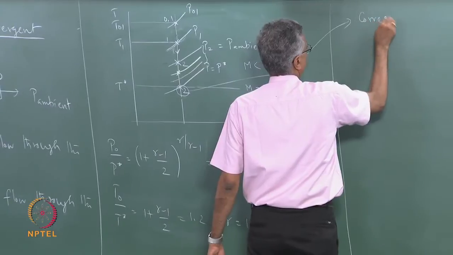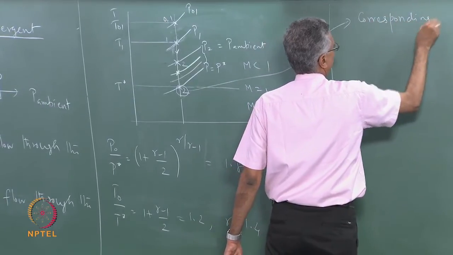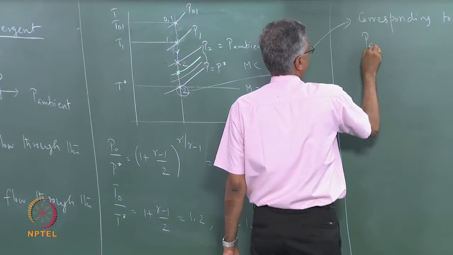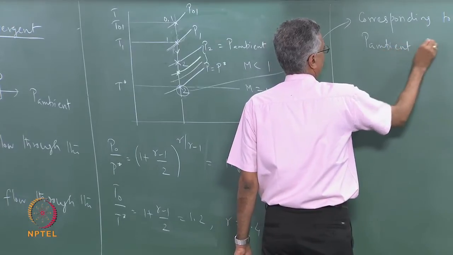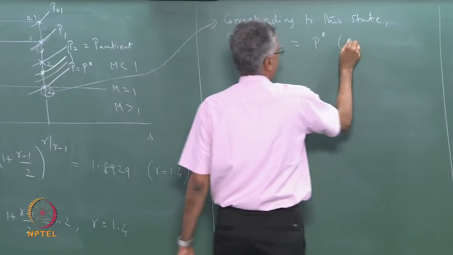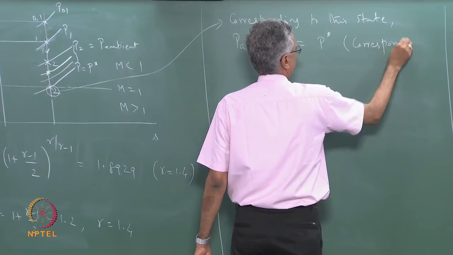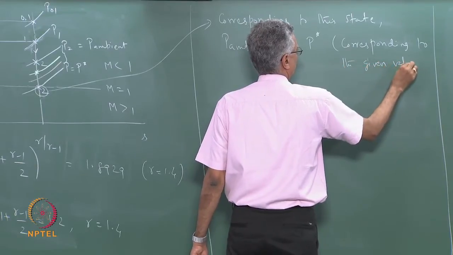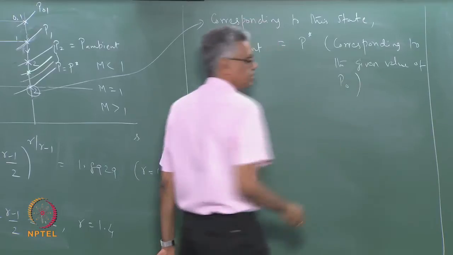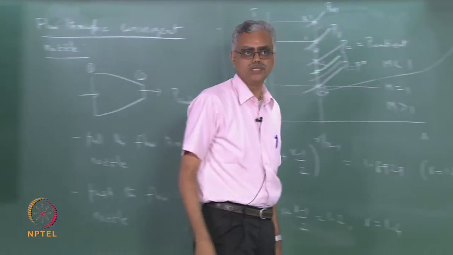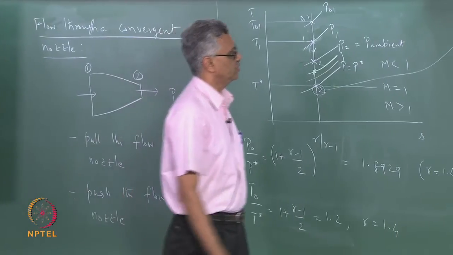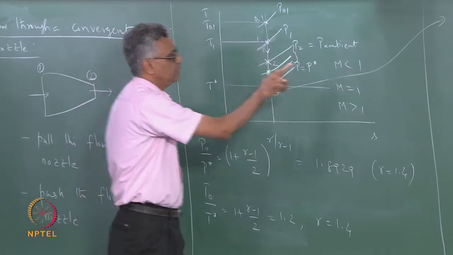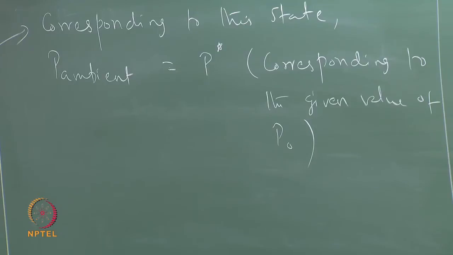So when we attain this state, let me write it here. Corresponding to this state, P ambient becomes equal to P star corresponding to the given value of P naught, right. P naught remains constant throughout, we are changing the ambient pressure, we are pulling the flow through the nozzle. So P naught remains constant. For the given value of P naught, I calculate P star from this expression, and when the ambient pressure reaches a value equal to that, I attain this state.